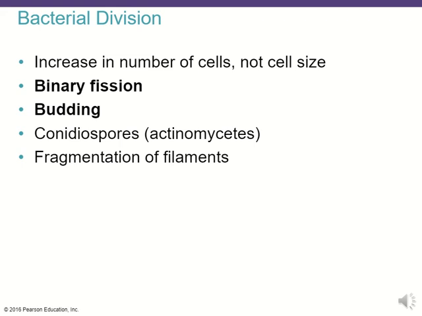When it comes to bacterial division, this is where there is an increase in the number of cells, but not cell size. One example is binary fission, and there is the process of budding. There are also conidiospores, such as in actinomycetes, and then fragmentation of filaments.